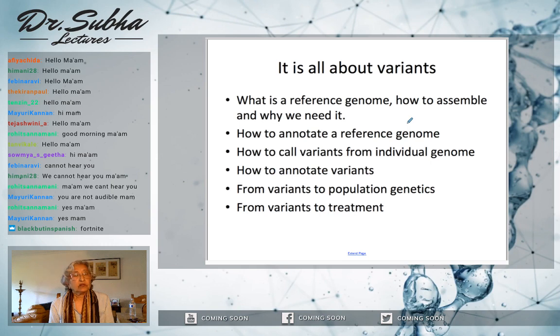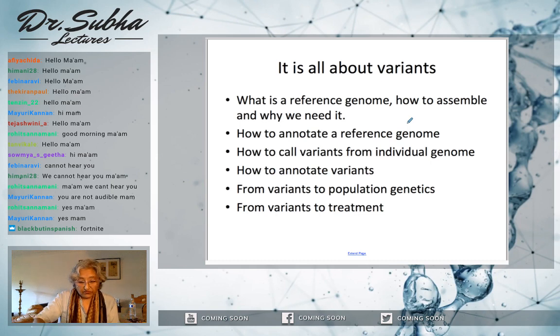Now for an individual in cancer, you're looking at an individual to find out the variants. In population, we can also do population genetics using the variants from hundreds of individuals. And today we talked about how you can find variants to treat people. Okay, so that's it. Variant, variant, variant. That's what we have done.